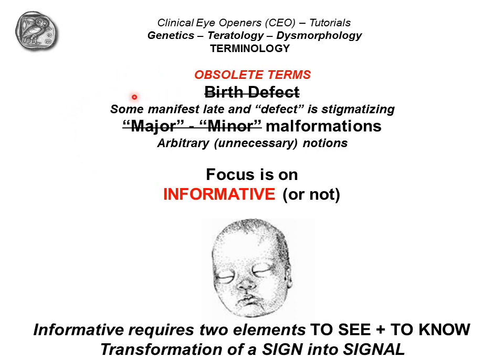So to continue with this theme, birth defects, another frequent term, is an obsolete term. Ignore it. Because some of these defects manifest late, not at birth, and the notion in itself is very stigmatizing. Nobody likes to be called an instance of a birth defect. We don't like to be called defective. There is another notion floating in the literature that there are major birth defects, minor birth defects. Forget it. Focus, are they informative?